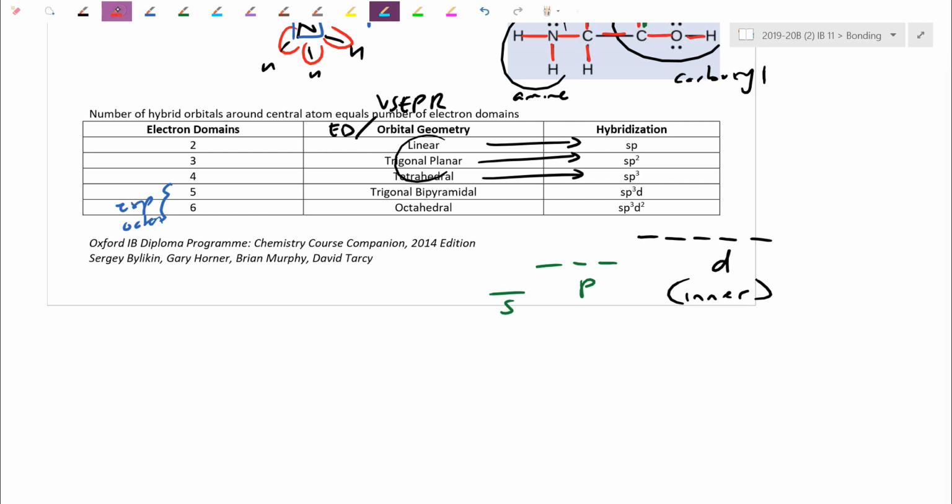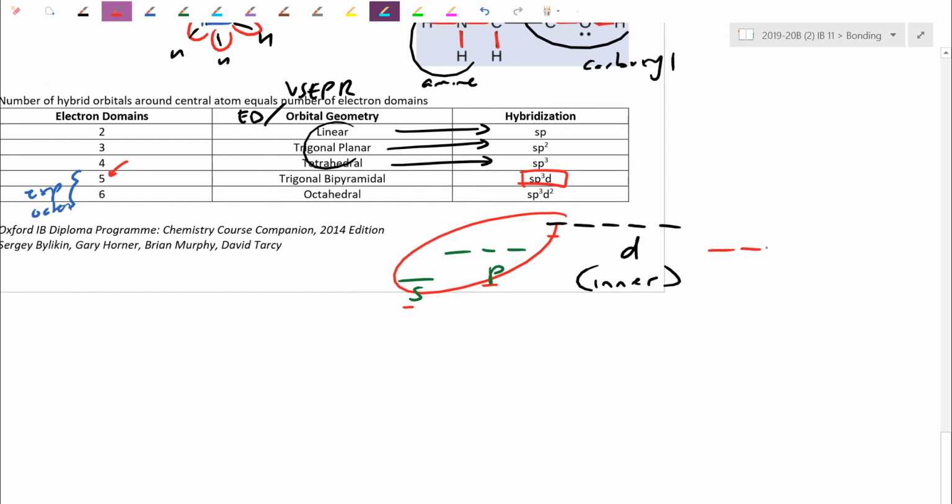But here's what I'm going to do. Because I need 5 electron domains out of this, I'm going to trade in 5. I traded in 1 s, 3 p's, and 1 of the d orbitals. Each of the orbitals is going to be called an sp3d. And because I traded in 5, I'm going to end up with 5 sp3d orbitals. Careful, this 5 here doesn't refer to energy level. I might only be on energy level 3, but this 5 refers to having 5 of these orbitals. So trigonal bipyramidal is sp3d.